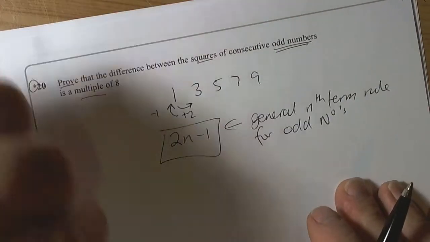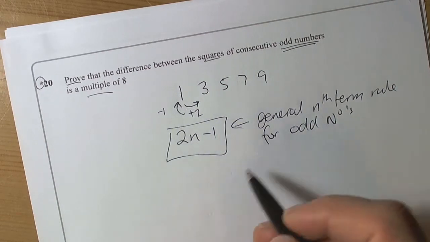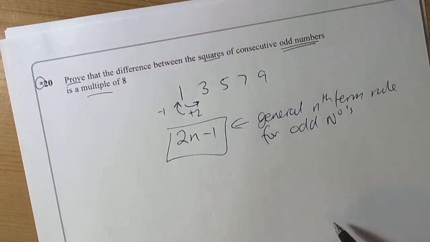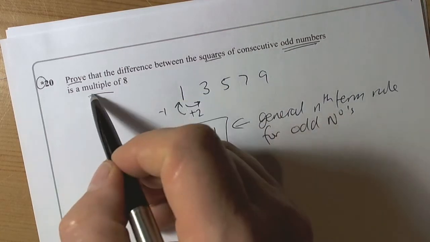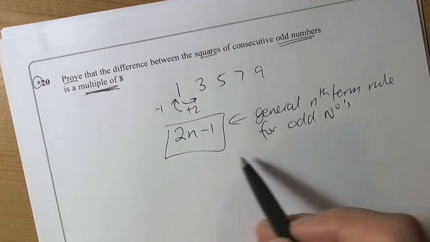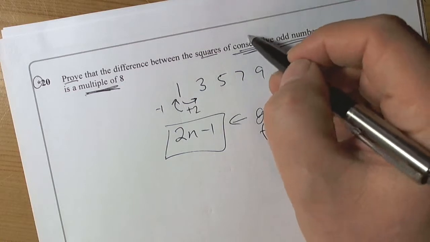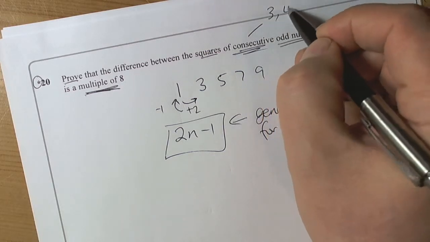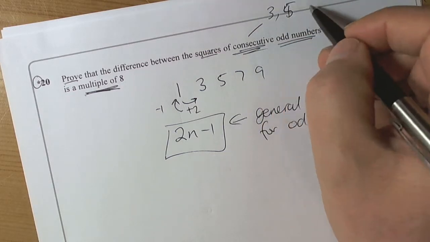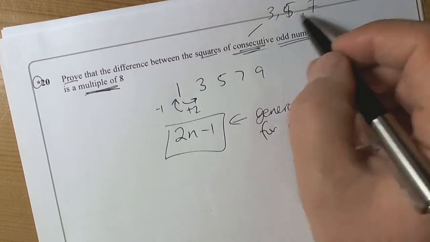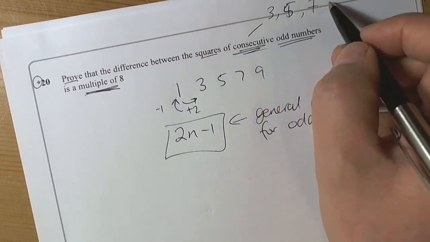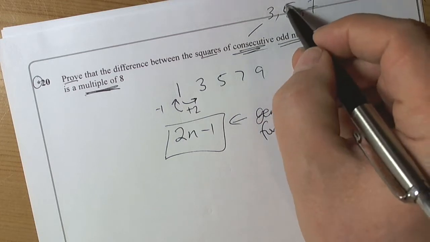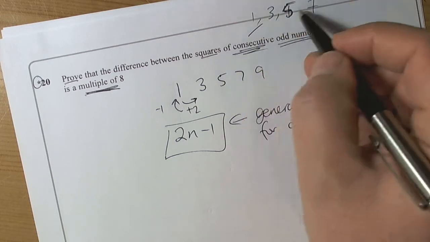So in a proof question, I'm going to be using that to prove that by the time I've done all the manipulations, I end up with something to do with the 8 times table because of the way the question is worded. They want a multiple of 8. They're talking about consecutive. Well, we've got to remember that consecutive means follows next. So 3, 5, 7. They're all consecutive. They're the next odd numbers on. It's talking about consecutive odd numbers, so 3, 5, 7 and so forth.